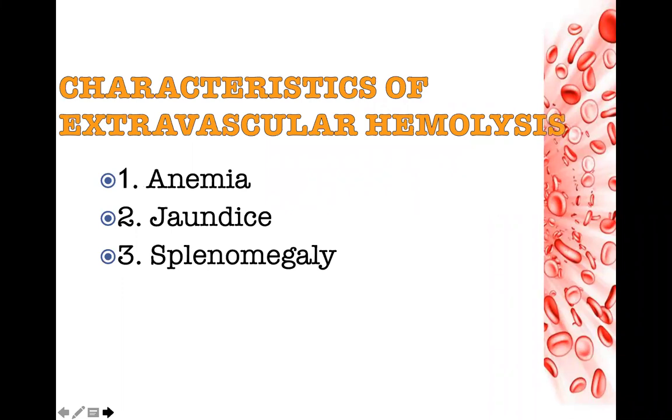How about extravascular hemolysis? These are hemolysis that takes place outside of the blood vessels. It may also present with anemia, jaundice, as well as enlargement of the spleen. Because we know the spleen is the graveyard of old RBCs, as well as destroyed red cells.